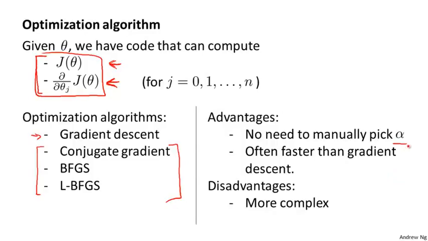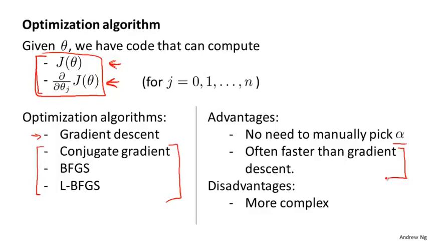A detailed discussion of exactly what they do is beyond the scope of this course. In fact, I used to use these algorithms for a long time, like maybe over a decade, quite frequently. And it was only a few years ago that I actually figured out for myself the details of what conjugate gradient, BFGS, and L-BFGS do. So it is actually entirely possible to use these algorithms successfully and apply them to lots of different learning problems without actually understanding the inner loop of what these algorithms do.